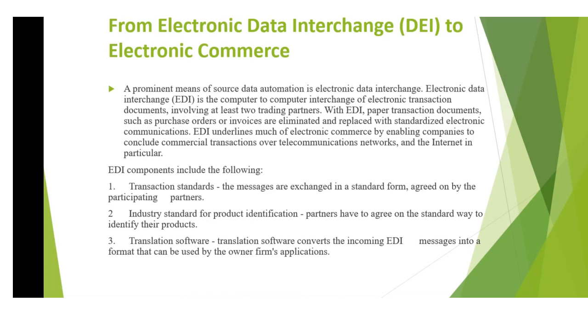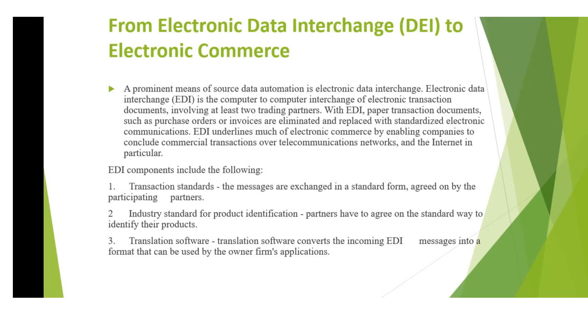What it means generally is that electronic interchange can be used by two partners, different companies, where they exchange information. This information could be invoices, it could be purchase orders, it could be any document that they use for their transaction. The one thing we must know about electronic data interchange is that any two or three companies that are involved in it must have some components. One of the components is transaction standard. Another one is industry standard for product identification. And the other one is translation standard.